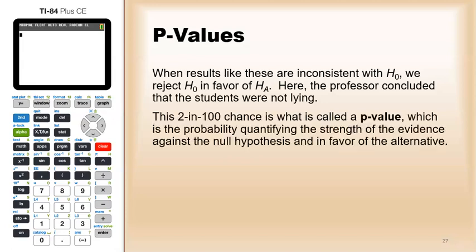So this 2 in 100 chance, this is what we call a p-value. And essentially it's the probability quantifying the strength of the evidence against the null hypothesis and in favor of the alternative.